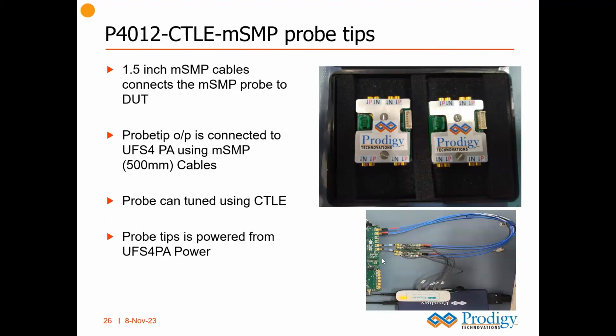These mini SMP connectors can be connected to the DUT mini SMP connector using a very short, almost around 3-inch long mini SMP cable. Both ends will have a mini SMP connector, and one end will go to the device under test, and another end will go to these probe tips, and then we can drive the signal to the protocol analyzer. Again, we have a CTLE present in these probe tips, which will do the correction for the signal integrity problems.